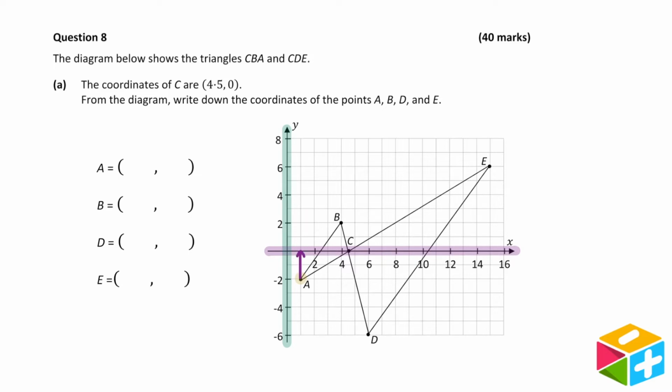We have an X coordinate of 1 and a Y coordinate of -2. So A is equal to (1, -2). Looking at B, we have an X coordinate of 4 and a Y coordinate of 2. So B is equal to (4, 2). The coordinates of D and E can be found in a similar way to A and B.